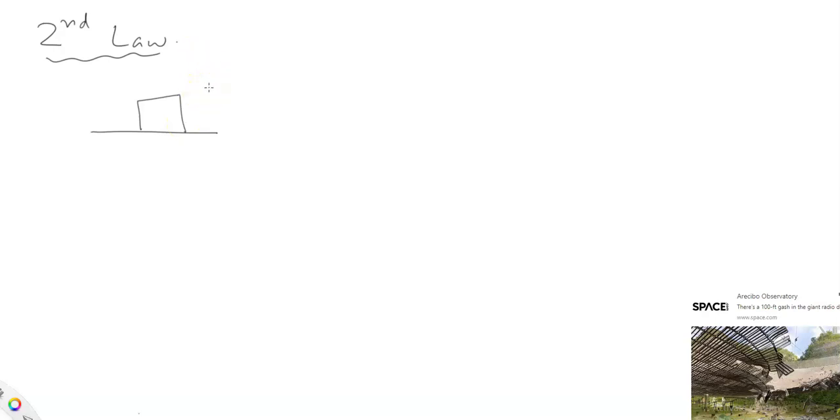So that's the first law. Now the second law talks about what happens when there is a force. When you apply a net force, what happens to objects? How do they move? The second law talks about that, so let me explain it in detail.